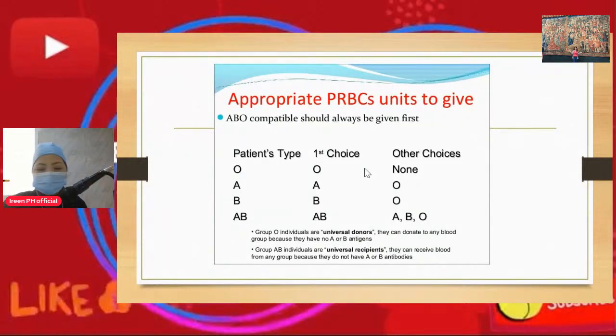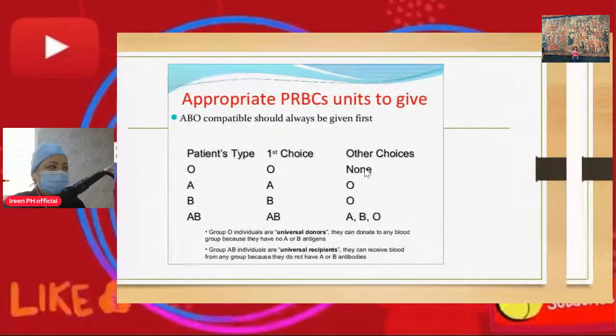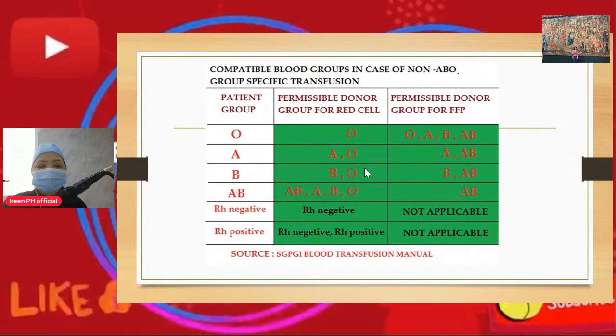Universal donors can donate to any blood group because they do not have A and B antigens. Group AB individuals are universal recipients. They can receive blood from any group because they do not have A or B antibodies. These are compatible blood groups in case of non-group-specific transfusion.